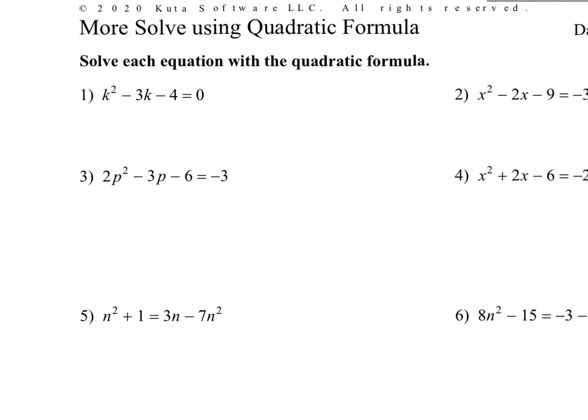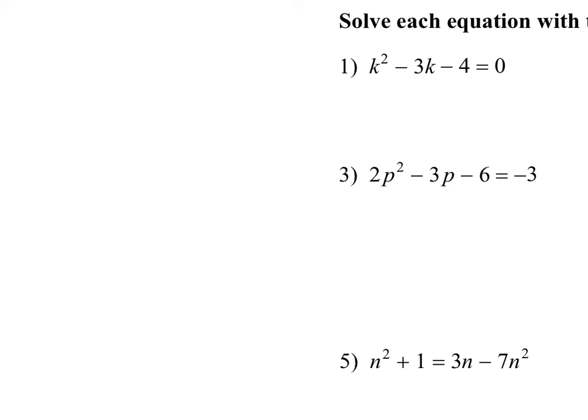Okay, walkthrough video for solving using the quadratic formula. So let's start with the first one. Number 1, k squared minus 3k minus 4 equals 0.